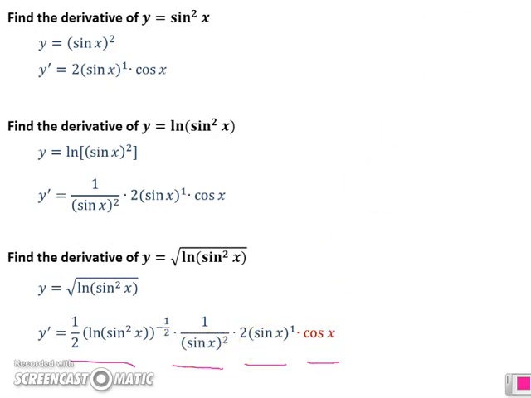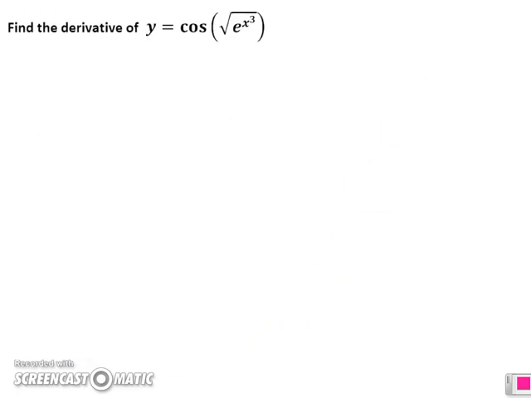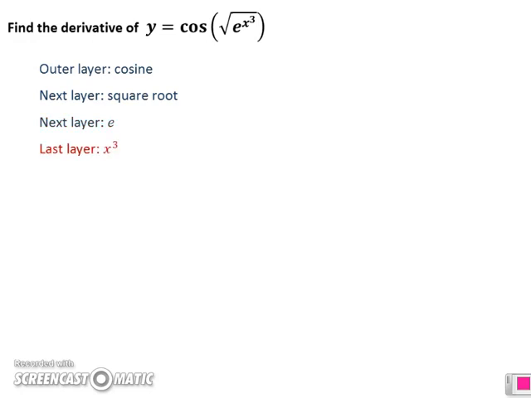Okay, let's do another one. Different one. Okay, so how many layers do we see? There's the cosine on the outside, obviously. The next layer is the square root. And then the next thing is the e function. And then notice the e function has an x with an exponent. So the last layer we're going to take the derivative of is going to be that exponent. So the outer layer is the cosine. The next layer is the square root. Working in is e. Last layer is x cubed.